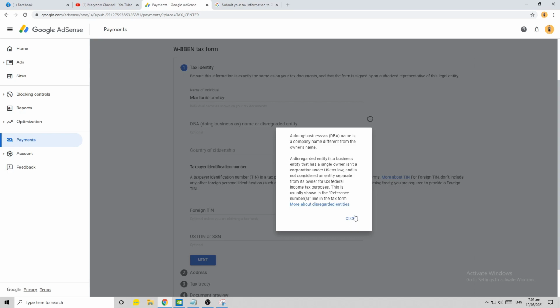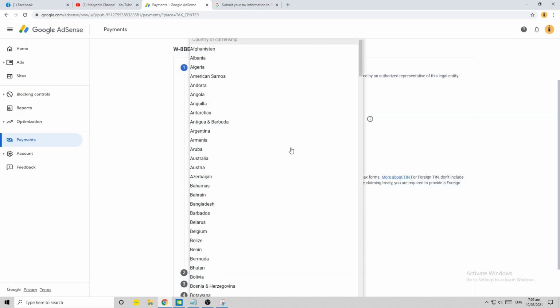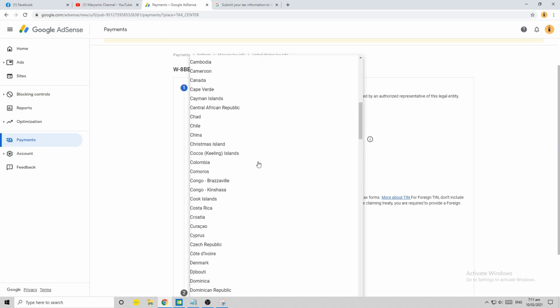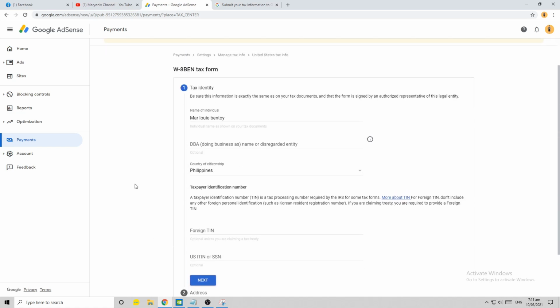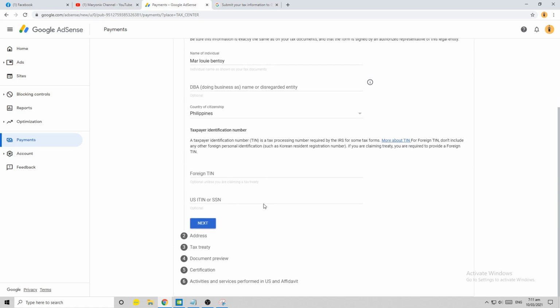Okay. A doing business name, so it's a DBA. Alright. Country of citizenship, so of course Philippines. You just hit P to make it faster. Philippines, and then you'll see taxpayer identification number.